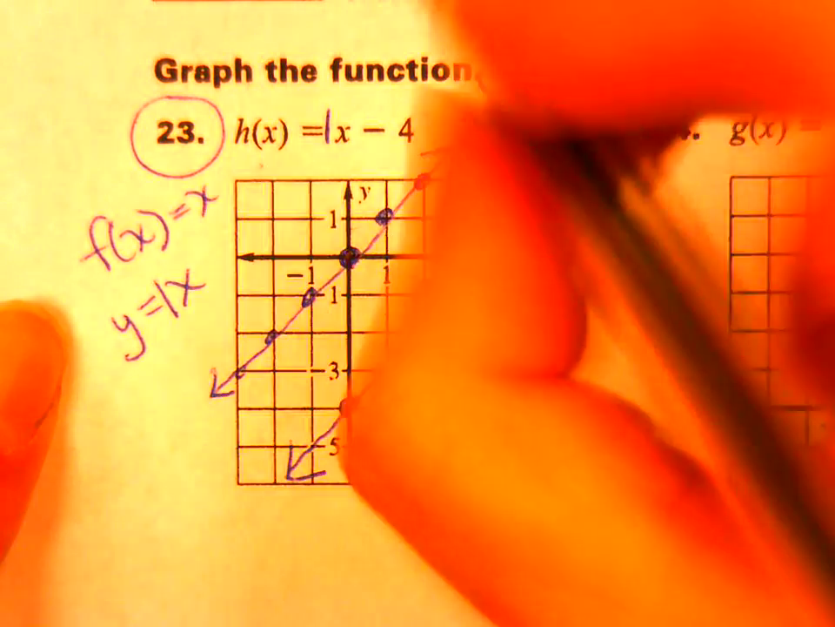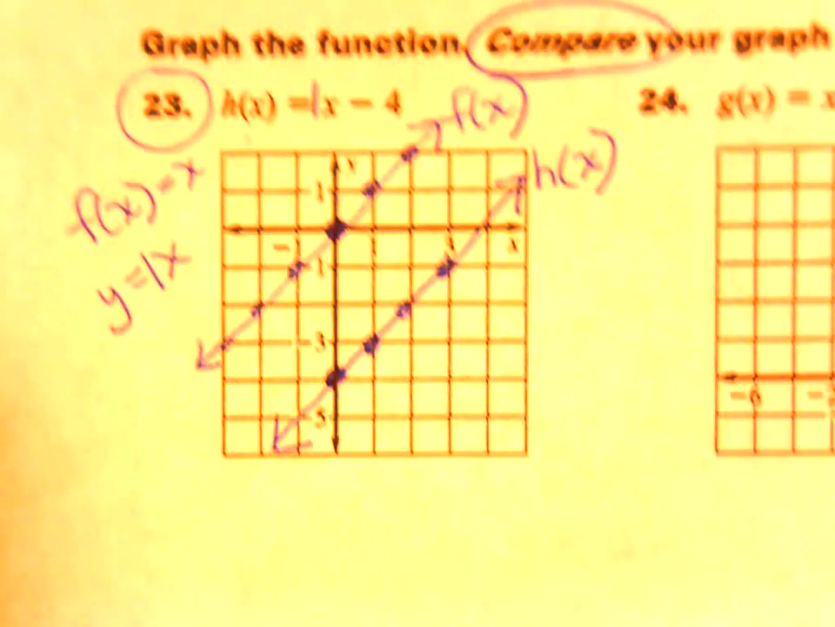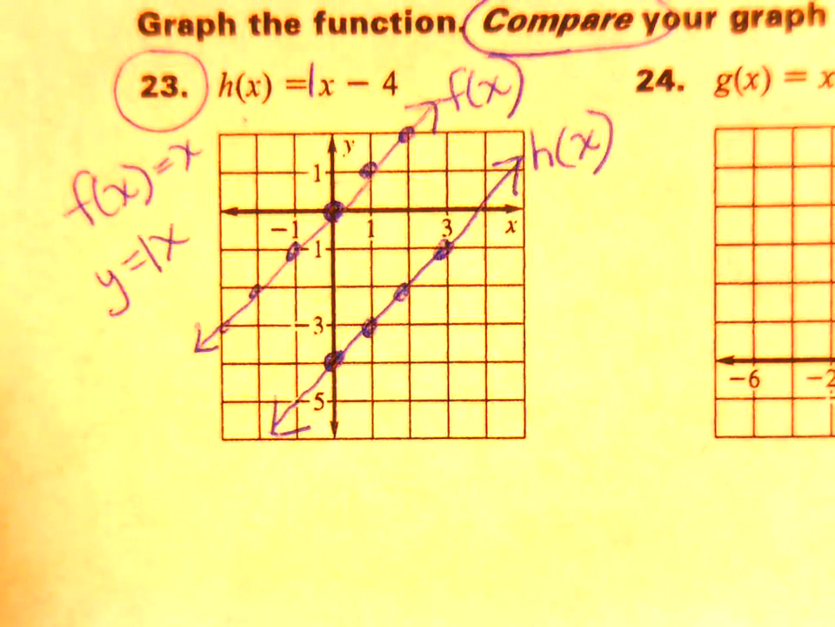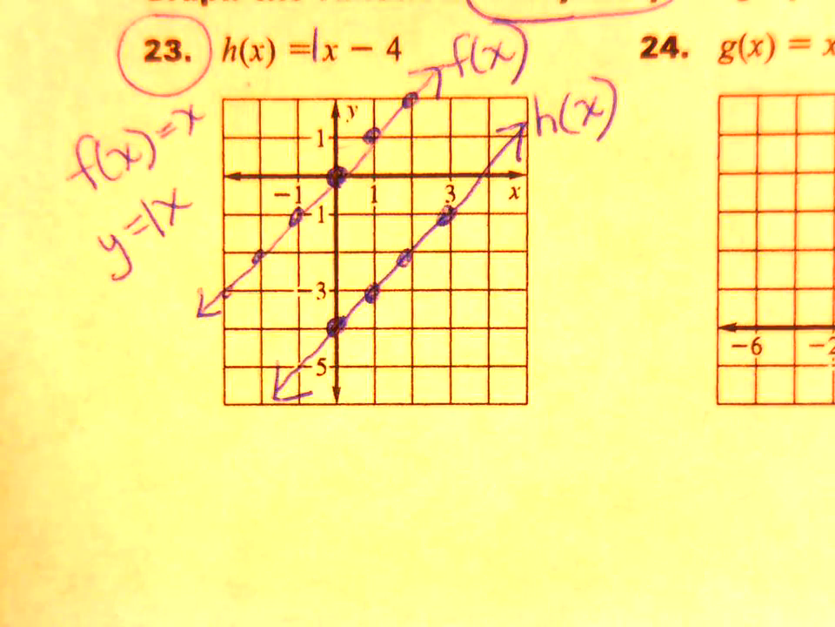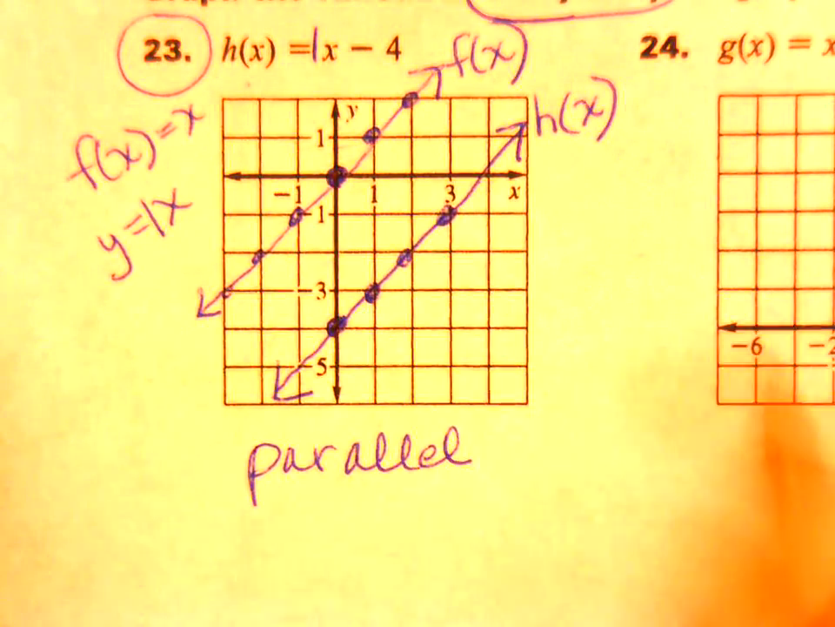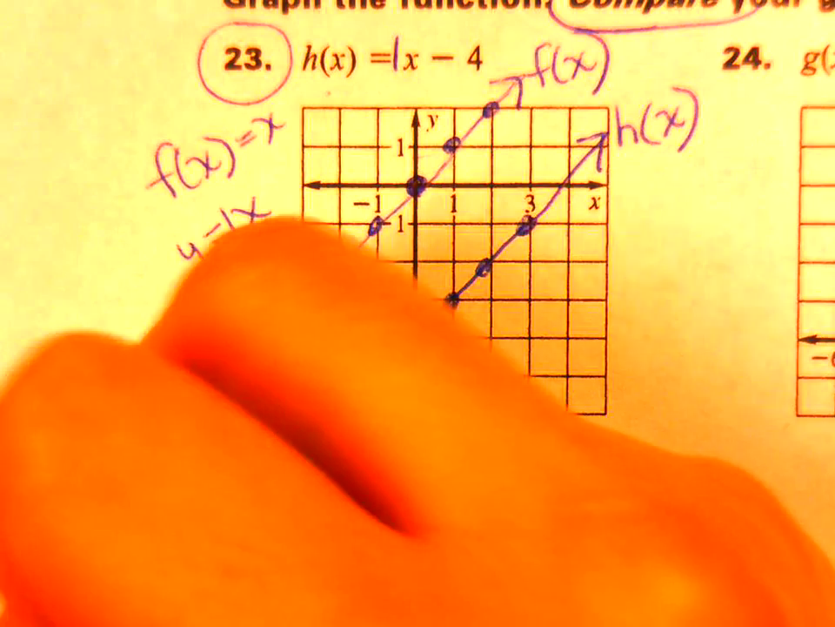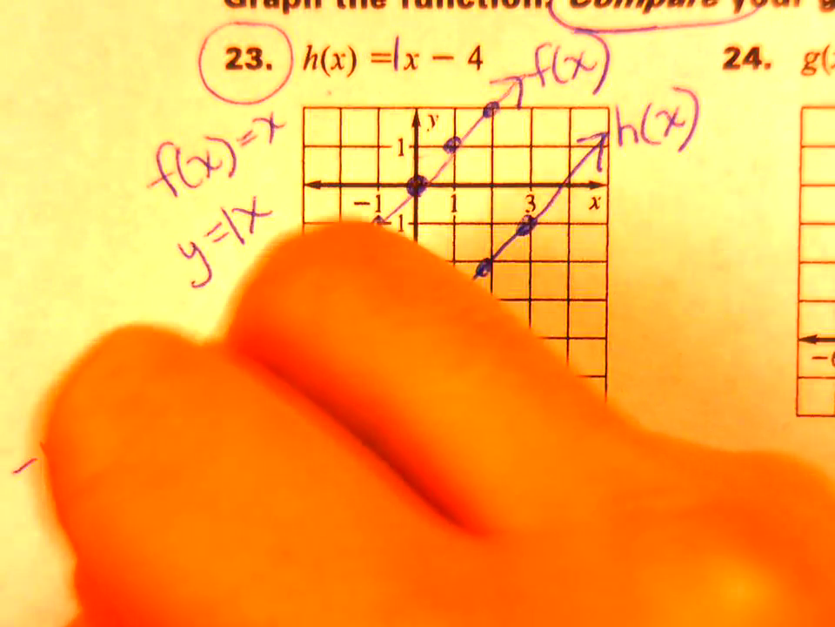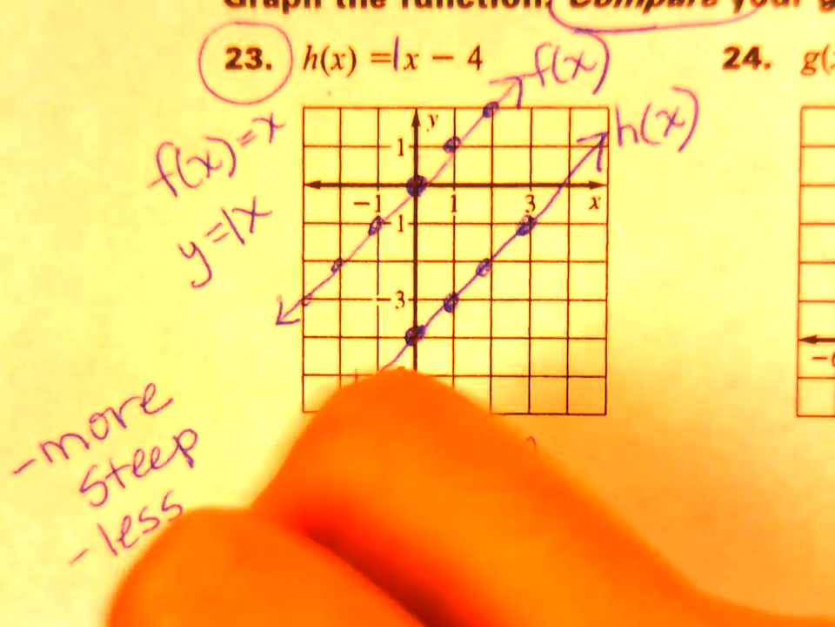Okay, now we actually need to compare it. So you're going to have to say some things about it. Okay, so first of all, you notice that their slopes are the same. So these two are parallel. You're always going to talk about, sometimes you're going to say that the slope is more steep or less steep. So those are some things you can say on other graphs. More steep, less steep, or parallel.